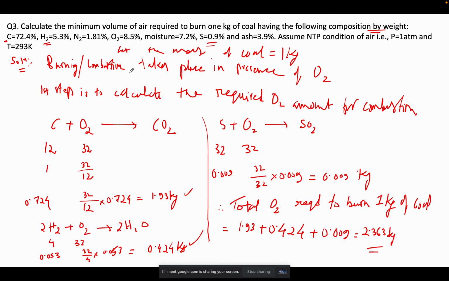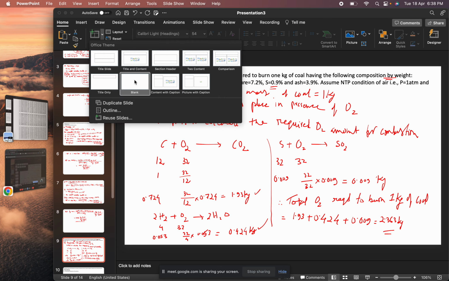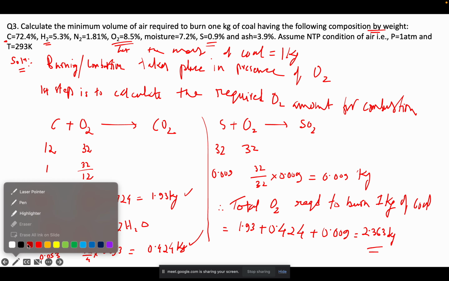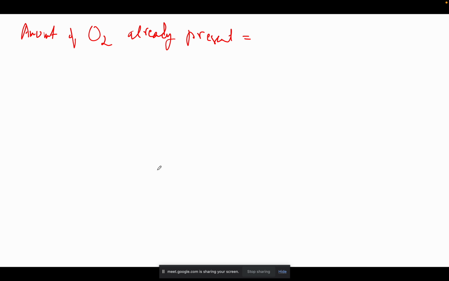Now in this coal, this much percentage by mass of oxygen is already present. So the amount of oxygen already present is equal to how much? 8.5%. It means in 1 kg it will be 0.085 kg.